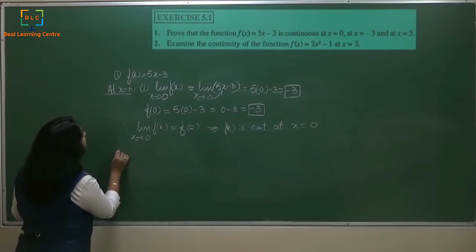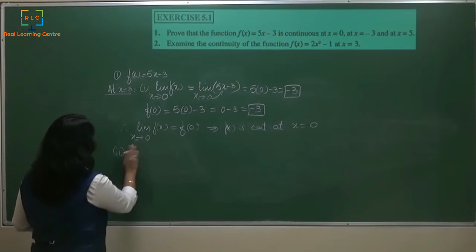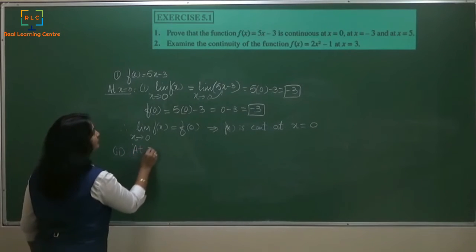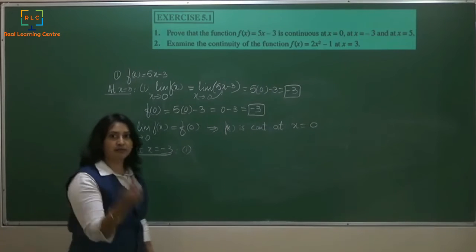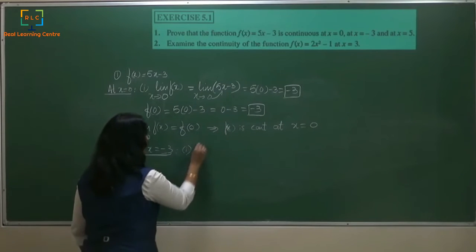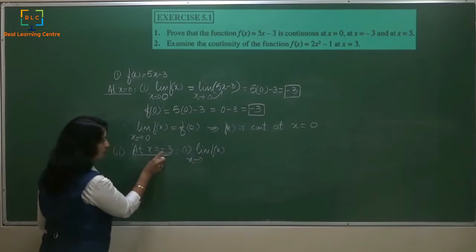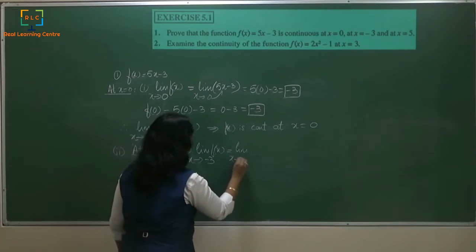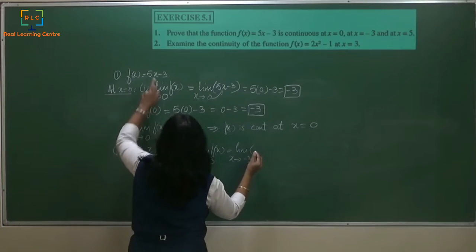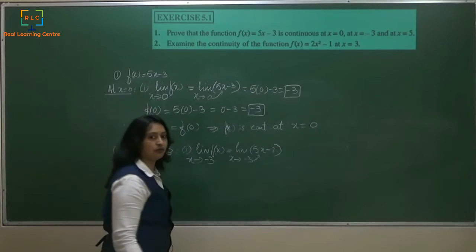And then we will come to the second sub question of that. The second sub question tells at x equal to minus 3. Again the first part, first I will apply limit and then I will do without limit. So, see, limit of f of x as x tends to what number? Minus 3. Again choose the function, it is the same function, f of x is equal to 5x minus 3, and now plug in x is equal to minus 3.